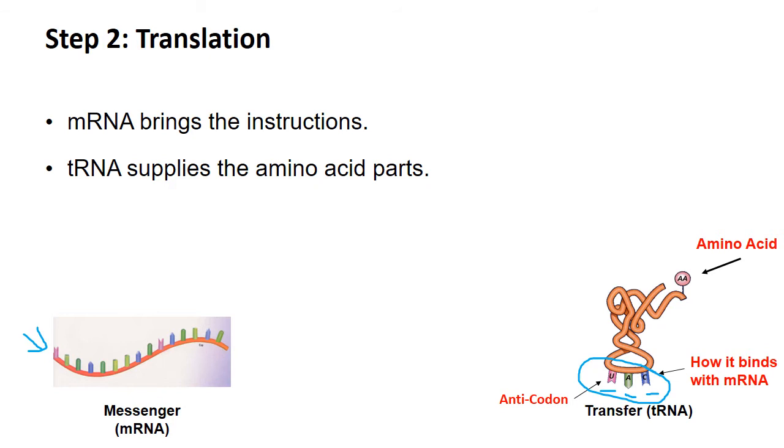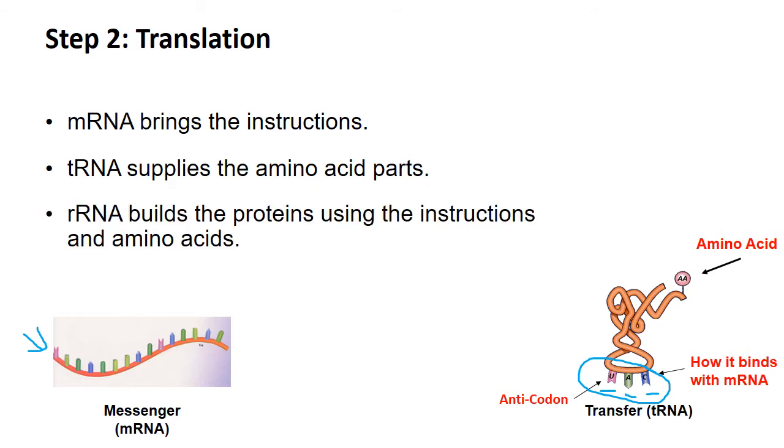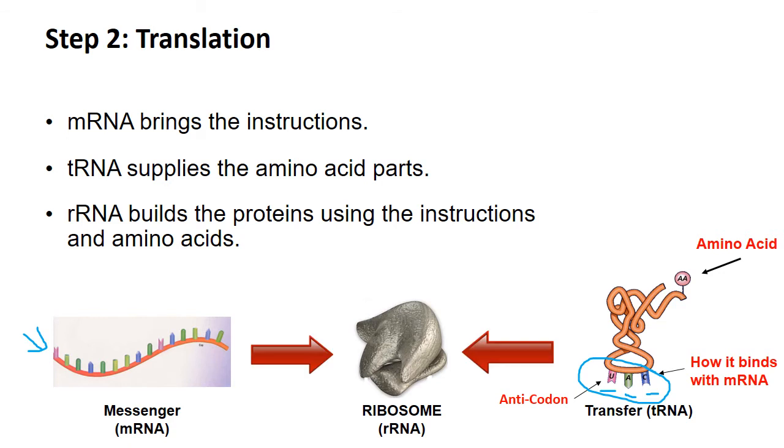The last piece of the translation puzzle is rRNA, also known as the ribosome. The ribosome is the structural site where the mRNA and tRNA meet to process the amino acid chains and eventually create a protein. All three of these RNA are required to make a protein, and each of them has a specific job in the process.